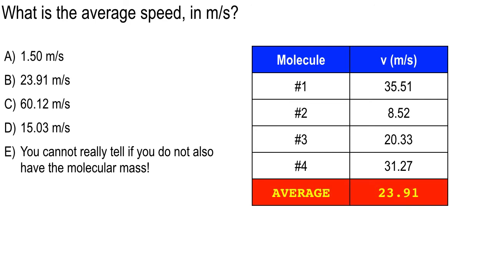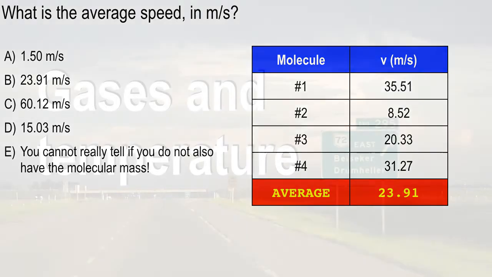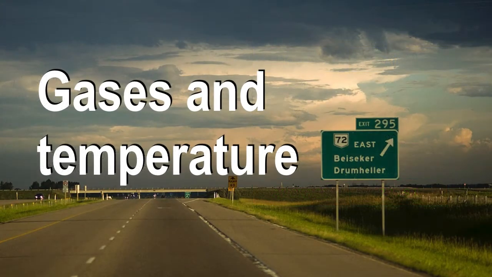Almost everybody got it right. Option B is correct on that. Now, just circle the concept of average speed and make a note of that, because we're going to be talking indirectly about average speed today, because we're going to be talking about gases and temperature.